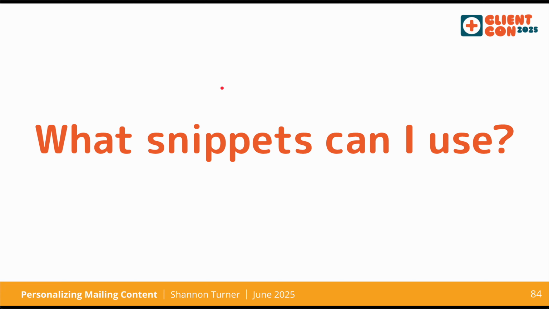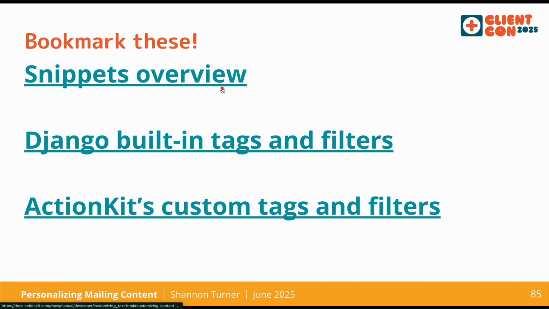Next up, I want to give a broad overview of the main categories of snippets that you can use in your mailings. So I reference these links all the time. These are some of my most used bookmarks in my browser, and I'll of course include these in the description for you. The first links to the snippets overview, which shows all of the different types of snippets that are available in your mailings.